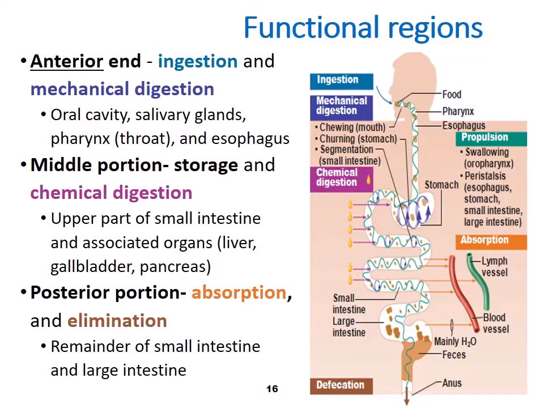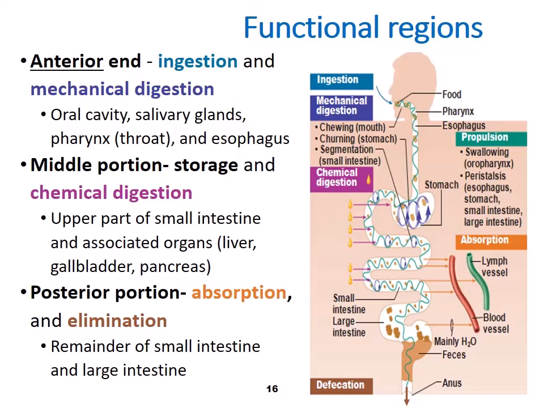So there's a whole bunch of different ways we can break up this whole digestive system thing. If we look at functional regions, this simplifies it to some degree. When we say a functional region, we mean how it functions or what its function is. The anterior end, or the beginning of the digestive tract, largely is for ingestion and then mechanical digestion, right? So when food goes in your mouth, you're ingesting it and then you're breaking it down with your teeth. Your oral cavity, your salivary glands, your throat, and your esophagus are going to be part of that anterior end. The middle portion is largely for storage and chemical digestion.